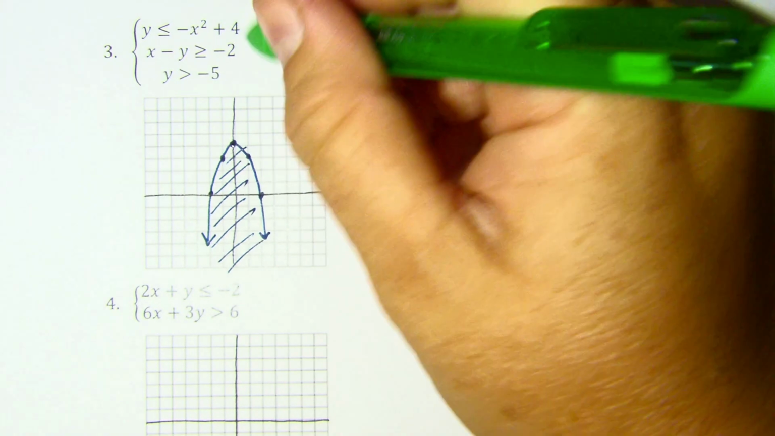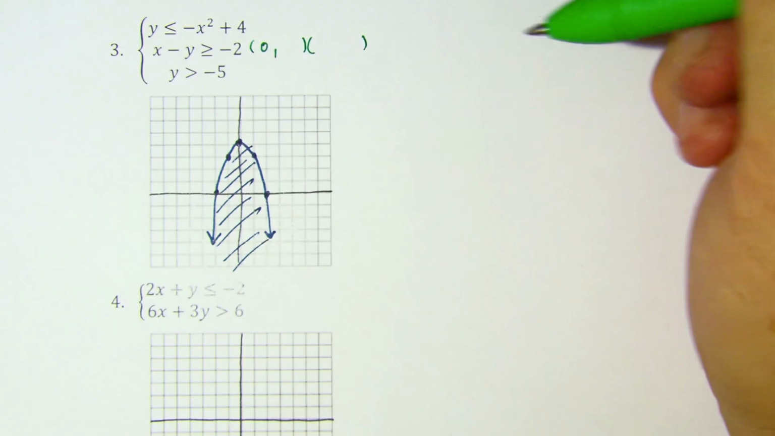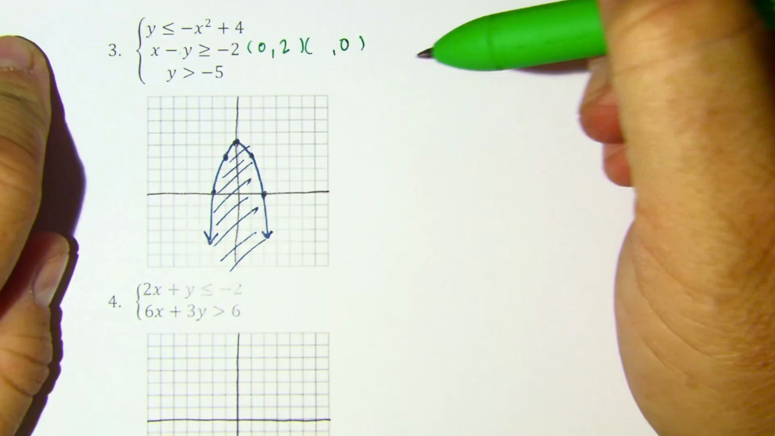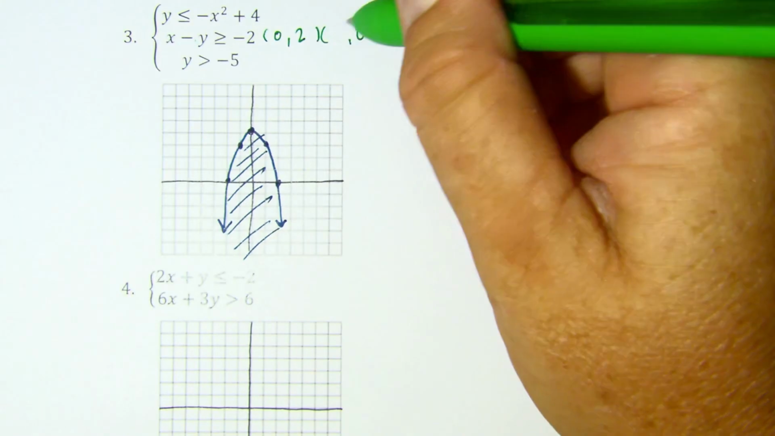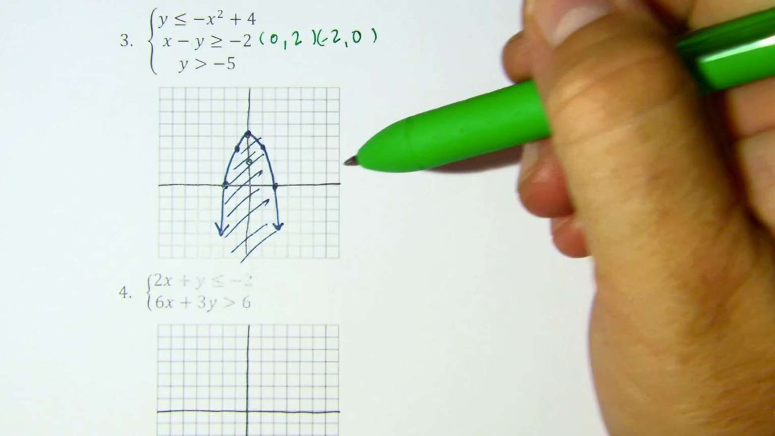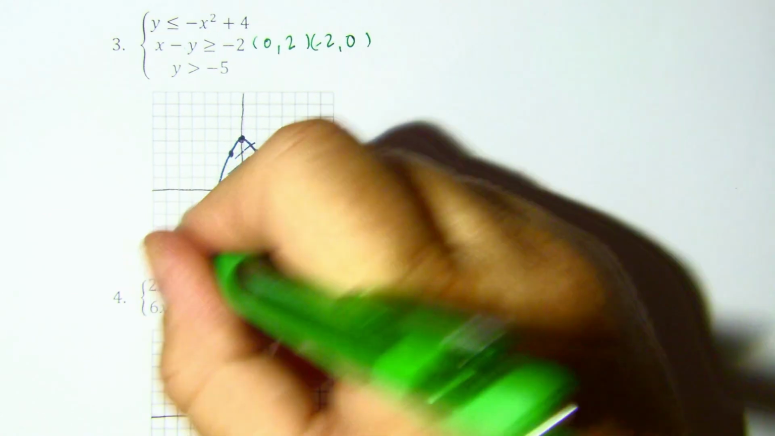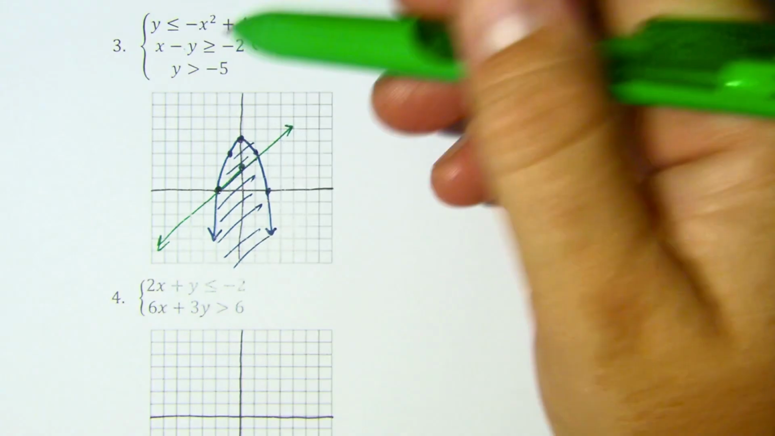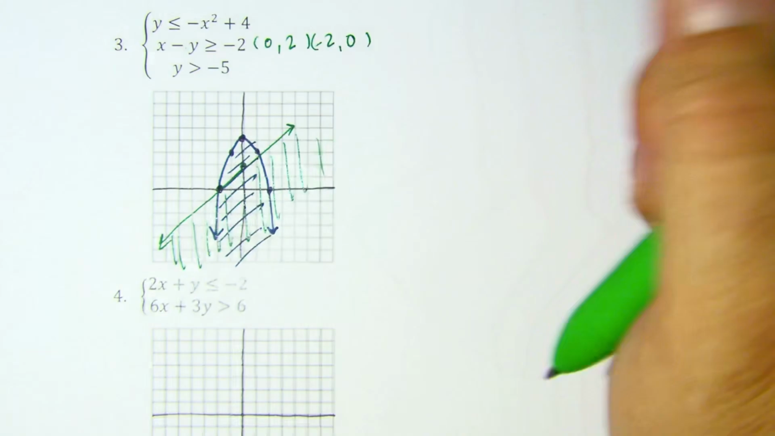And then this equation here, I can use the intercepts again. 0 for x, dividing by negative, that would be 2. And then 0 for y, that would be negative 2. So 0, 2, and negative 2, 0. So solid line. 0, 0 is not on that line, so I can use that as a test point again. 0 and 0, 0 is greater than negative 2. That's true, so I'm shading below that line.